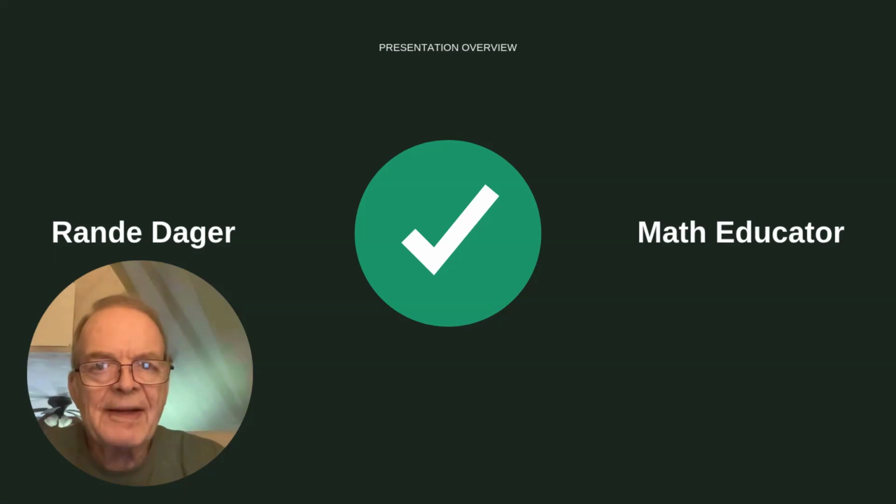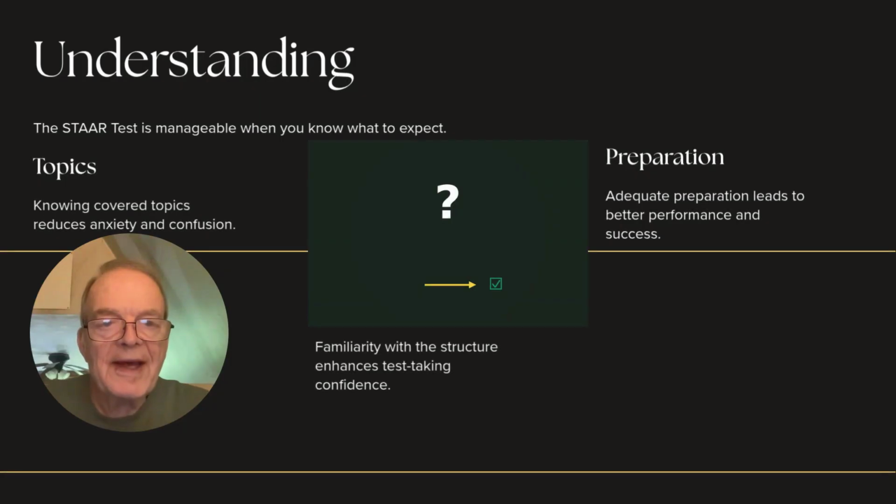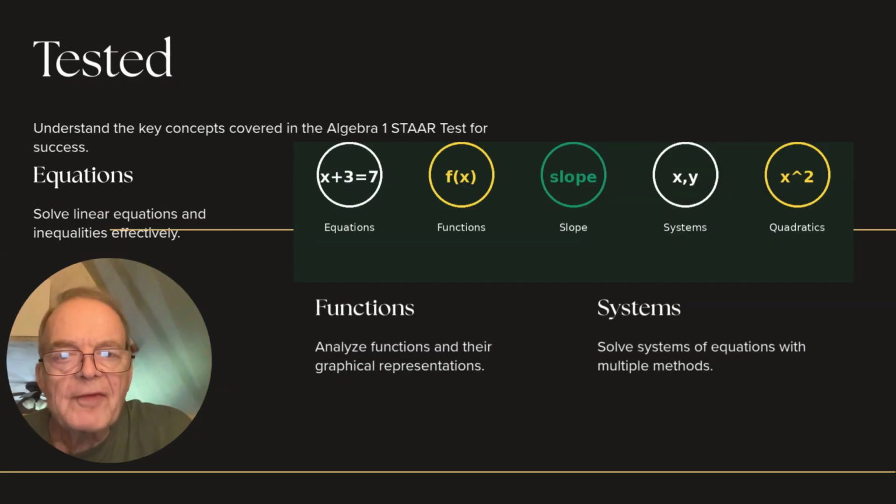Here's the first thing to understand. The STAAR test feels overwhelming, mostly because students don't know what's actually being tested. It's not some mystery exam pulling from every corner of math you've ever seen. A lot of the anxiety around this test doesn't come from the math itself. It comes from not knowing what's coming. Once you know the shape of the test, your brain stops treating it like a threat and starts treating it like a checklist. It covers 5 core Algebra 1 topics.